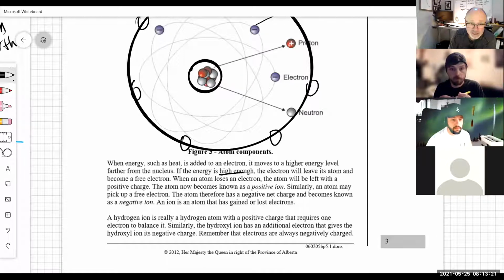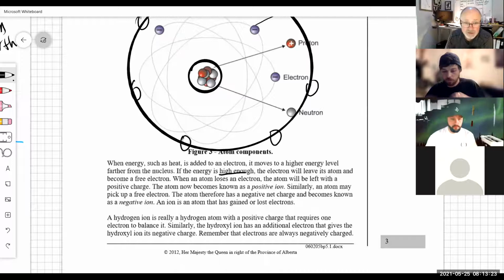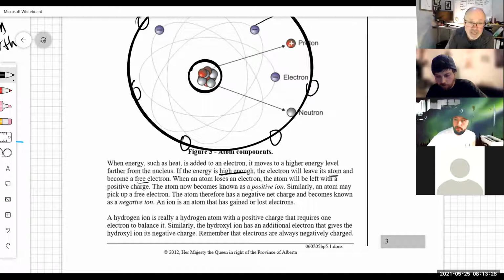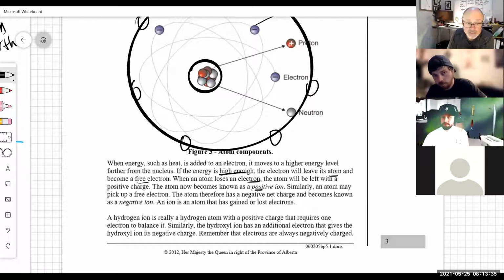So if the energy is high enough or warm enough, the electron will leave its atom and become a free electron. And when the atom loses an electron, the atom will be left with a positive charge, known as a positive ion. Similarly, an atom may pick up that free electron and then it becomes negative. So it's just whether it gains or loses electrons, whether it becomes positive or negative.